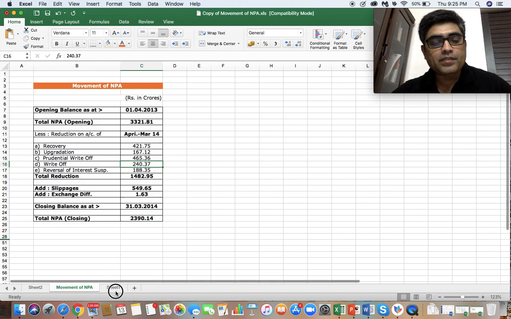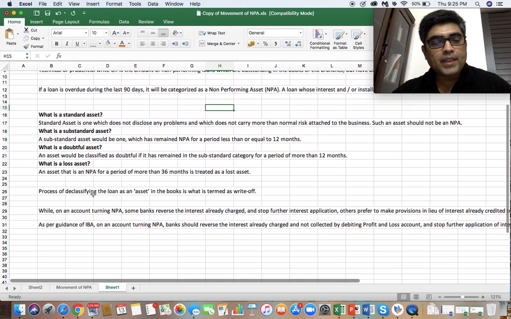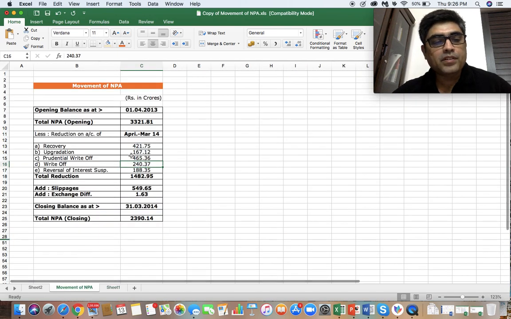Then comes write-off. A write-off is the process of declassifying the loan as an asset in the books. Whenever a finance is extended, it is classified as an asset in the books of accounts of the financial institution or bank, right? So when it is declassified as an asset in the books, this is what is termed as write-off. So that also forms a part of your reduction in NPA.